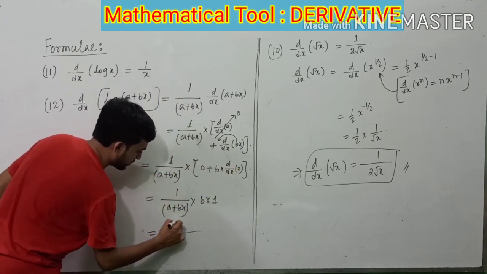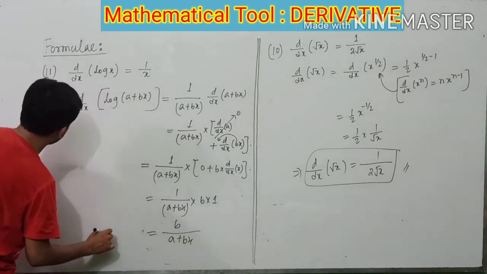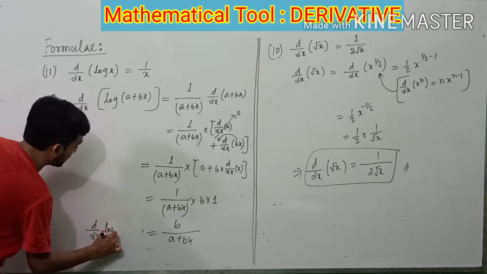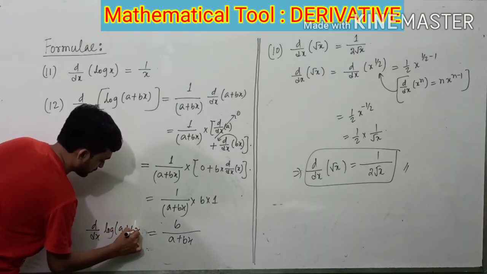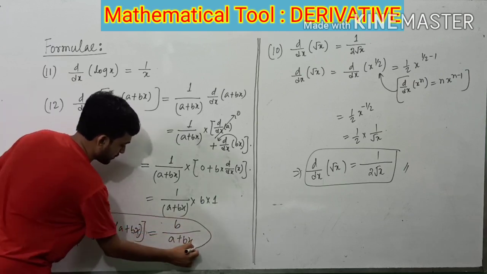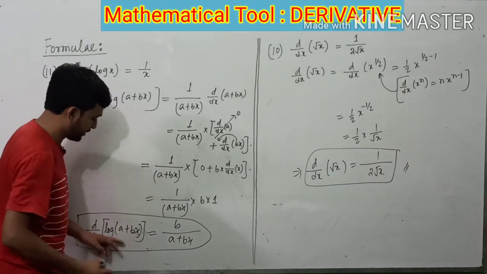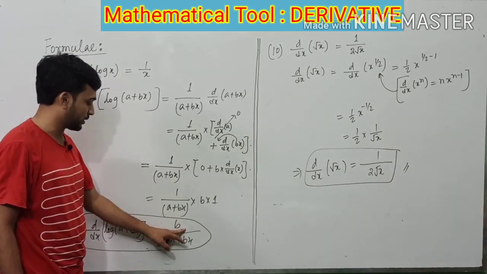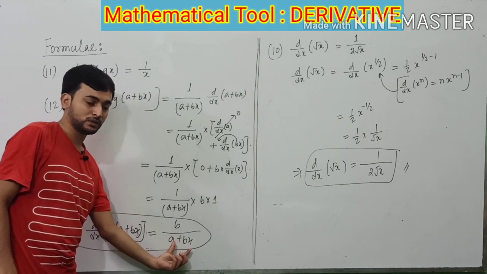So the final result is b by a plus bx, and this was for derivative of log a plus bx with respect to x. So the constant which is present as the multiplicative factor with the variable, that will come in the numerator, and the whole thing after logarithm it will come in the denominator.